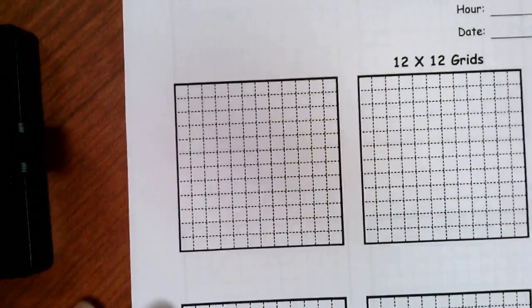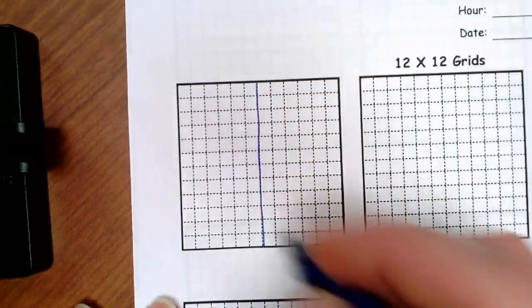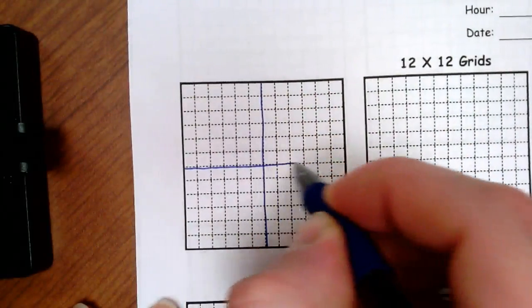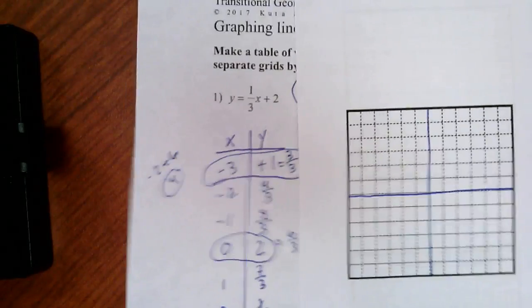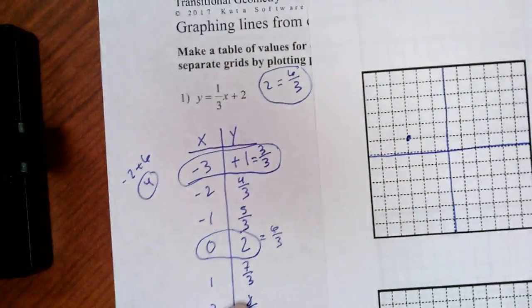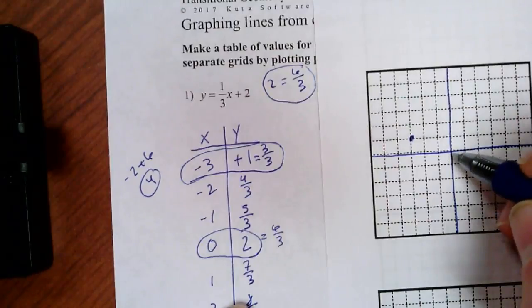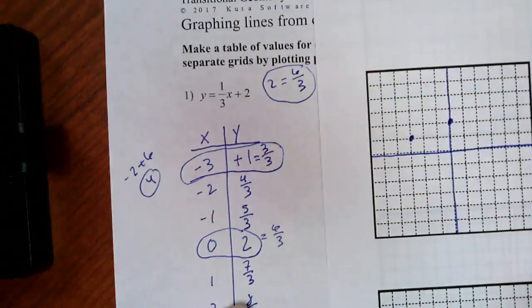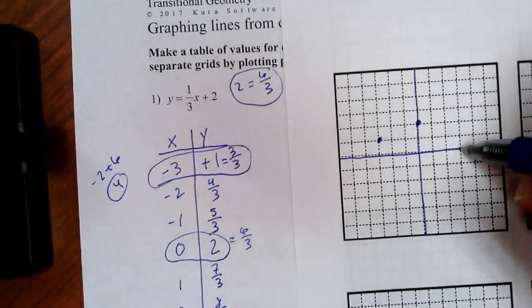All right, on our grid paper, by the way, this is a 12 by 12 grid, so we're just going to put our axes right down the middle. That should work for all of these. All right, so we're going to plot negative 3, positive 1. We're going to plot 0, 2. And then we're going to plot our third point, which is 3, 3. 1, 2, 3.